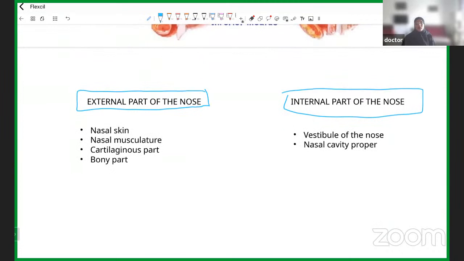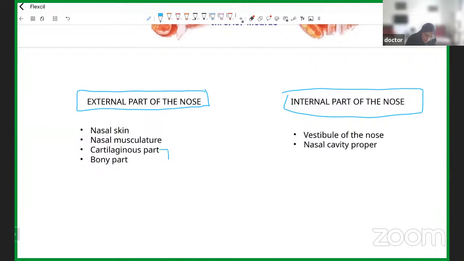Okay. The external part of the nose consists of skin, right? It is made up of nasal musculature. We have muscles. Osteocartilaginous frameworks are covered with muscles, and we have cartilaginous part. Now, cartilaginous part consists of upper lateral cartilage, lower lateral cartilage, lesser alar, and septal cartilage.